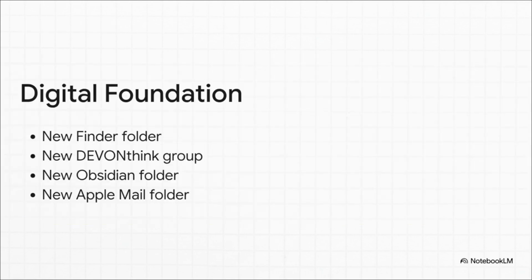And here's what you get. Based on what you picked, you instantly have this perfect, consistent digital foundation. A new Finder folder for files, a DEVONthink group for research, an Obsidian folder for your notes, and a special mailbox in Apple Mail. Everything is named perfectly, everything is ready to go.